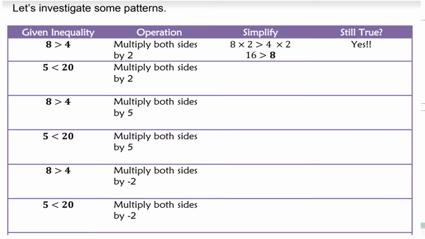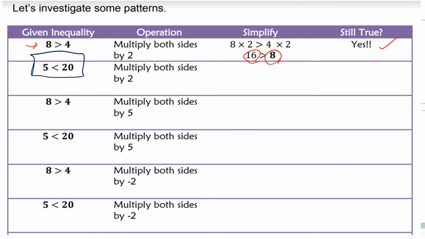For example, look at the example given on the table at the very top. 8 is bigger than 4. We all know that. But what if we multiply both sides by 2? Then you will notice 8 times 2 becomes 16, and 4 times 2 is 8. Is this still valid? Yes, it is. I want you to give it a shot. You may pause this and do it, or you can go along with me. It really doesn't matter.